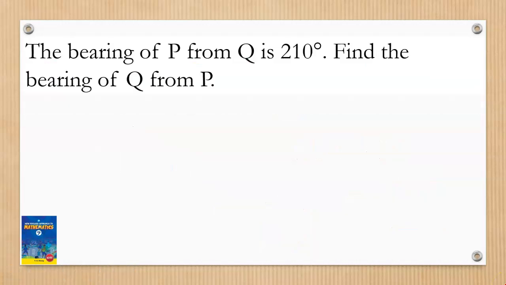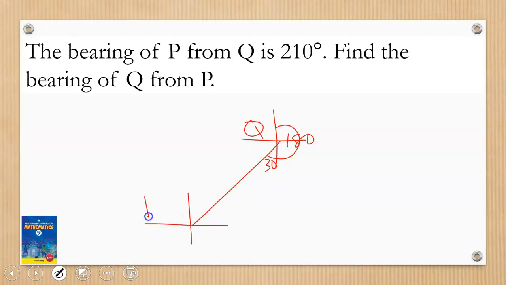The bearing of P from Q is 210. Find the bearing of Q from P. Diagrammatically, we say the bearing of P from Q, so we are at the point Q and we are moving 210. So Q is here, and 210 means that we are going to move up to this point. If here is 180, we need 30 here to add up to give us the 210. Then we get to the point P.